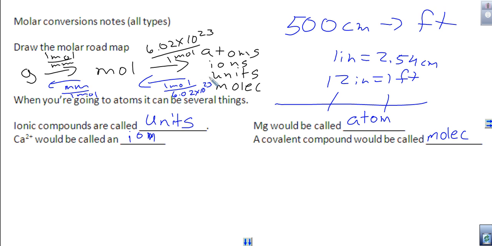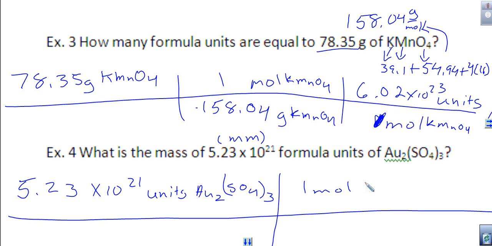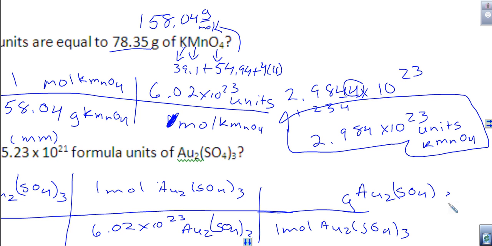I'm going to go back to our molar roadmap. Over here we're starting on this side, so that means we need to go back this way and back this way in order to get to grams, because that's what it's asking us to find. So it's 1 mole divided by 6.02 times 10 to the 23rd units of Au2(SO4)3, and then one more line, and now we're going to put 1 mole of Au2(SO4)3, and on top we're going to put our molar mass of Au2(SO4)3. While I had it paused, the molar mass of gold sulfate is 682.15.